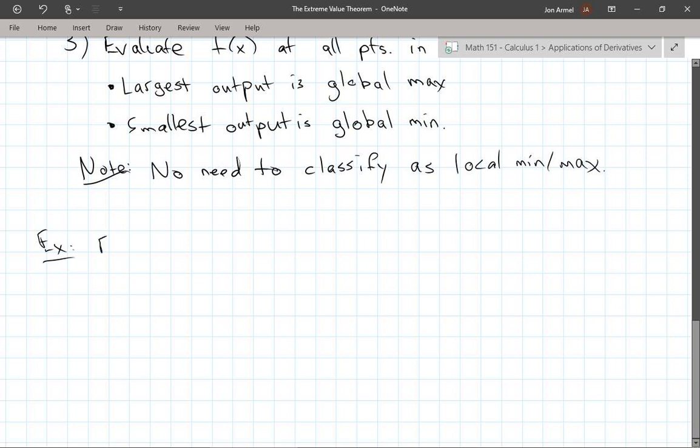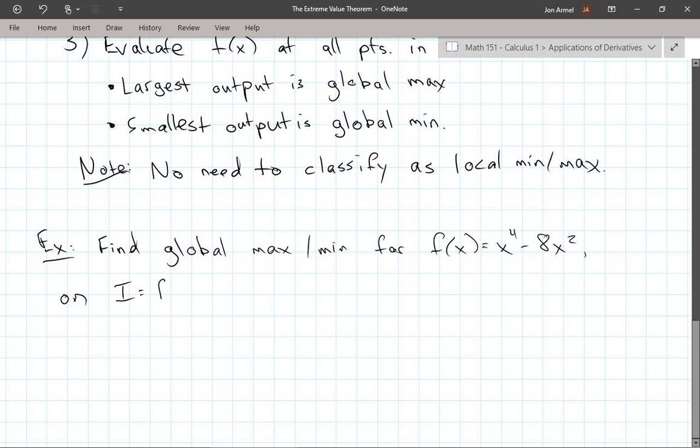So I want to find the global max and min for this function, and we'll start out with something that's not too complicated. Let's say f of x equals x to the fourth minus 8x squared. Now remember, we want to find this on some closed bounded interval. So let's say this is on the interval I equals square brackets, so we are including the endpoints, -3 to 1, square bracket on the right as well. Okay? And often I'll say, and the points where they occur.